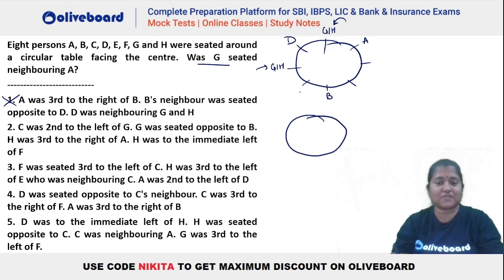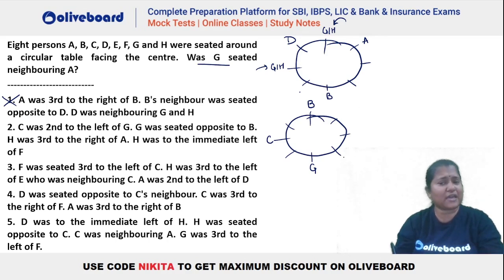Let's see what happens when we take the second one here. Okay, again we have 8 persons in here. C is second to the left of G. Let's say this is your G. So C is second to the left of G. G is seated opposite to B. Okay, G is seated opposite to B. H is third to the right of A. H is immediate left of F. Okay, so you can see H is immediate left of F.